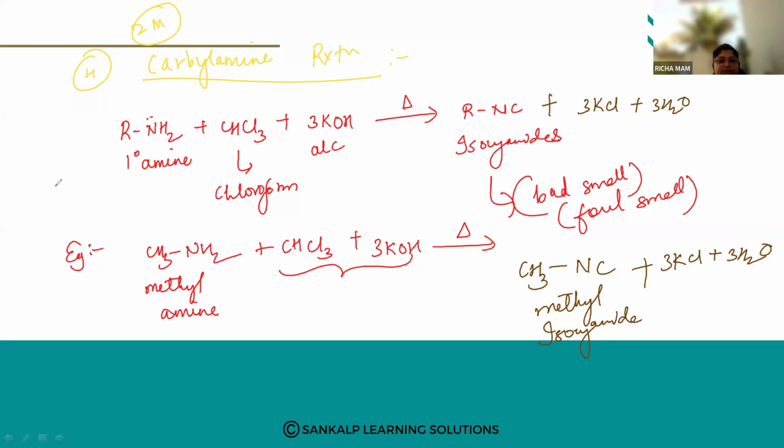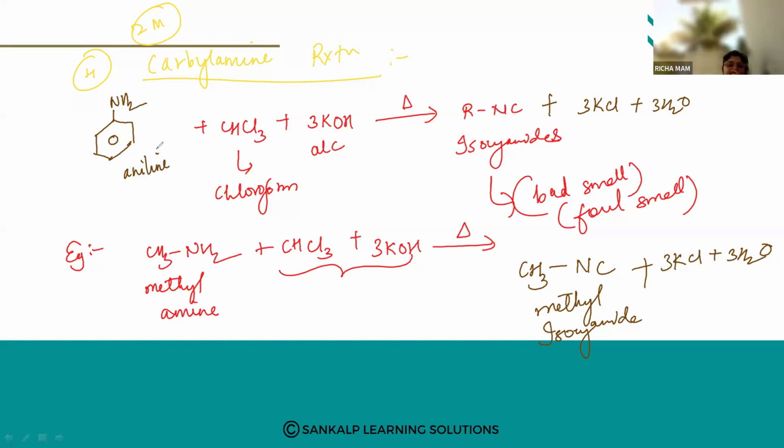One more example. I'll write the example here only. Let me substitute R with an arylamine. So this is our aniline, a primary amine, but a primary aromatic amine.